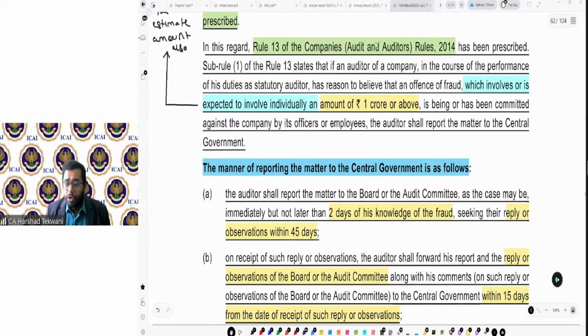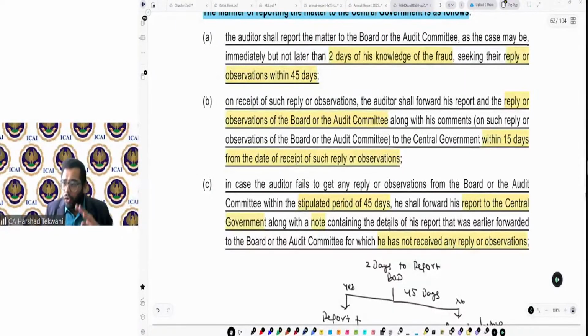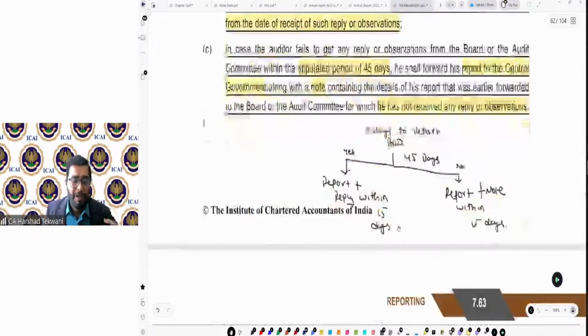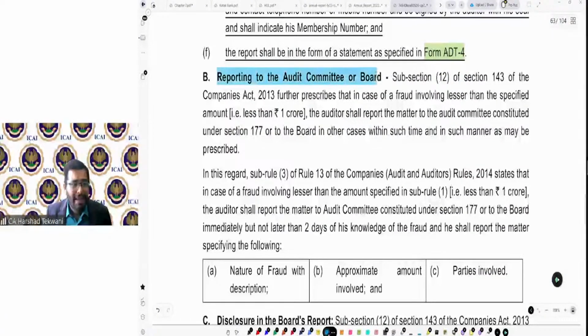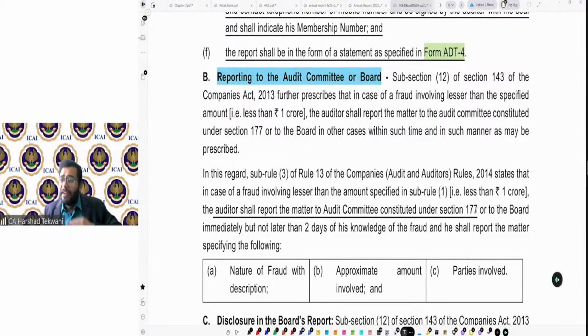So that is more than 1 CR. Less than 1 CR, no need to report to the central government, just it will be reported to the board of directors or audit committee. So reporting to board of directors and audit committee when the amount involved is less than 1 CR. Okay. So if the amount is less than 1 CR, the auditor is required to report the matter to the audit committee constituted under section 177. If there is no audit committee, then board of directors.